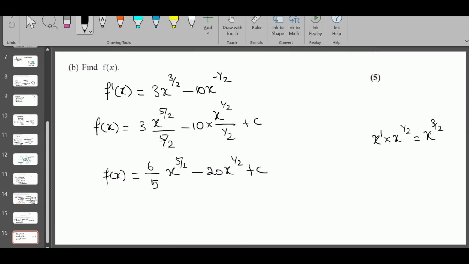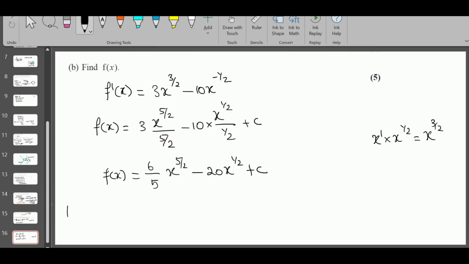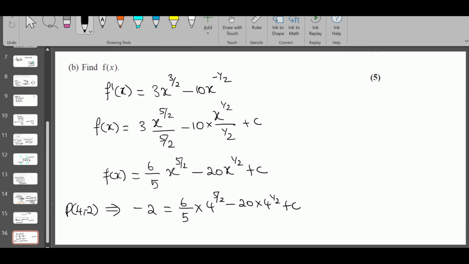Okay, now we have a point that lies on the function, right? 4 comma minus 2. The function f of x passes through this point. So replace x by 4, y by minus 2 here. Y is f of x, so 4 comma minus 2. So minus 2 is equal to 6 over 5 times 4 power 5 over 2 minus 20 times 4 power half plus c. Get the value of c and then finally write the function again: 6 over 5 x power 5 over 2 minus 20 x power half plus the value of c.